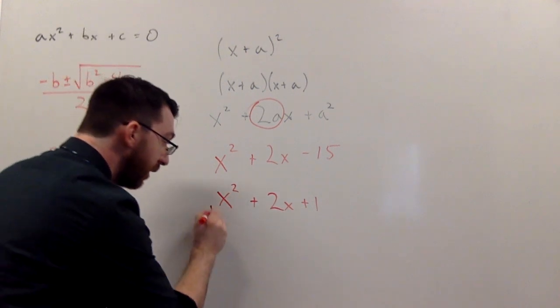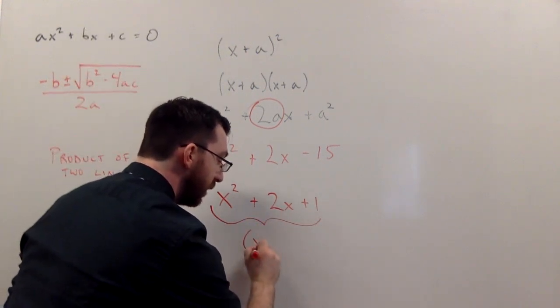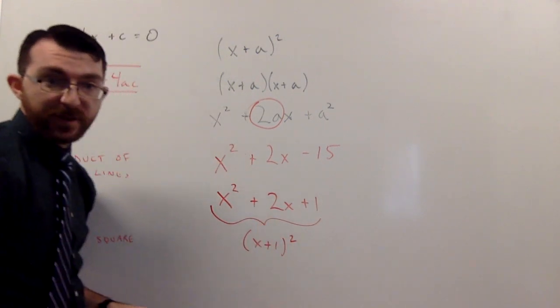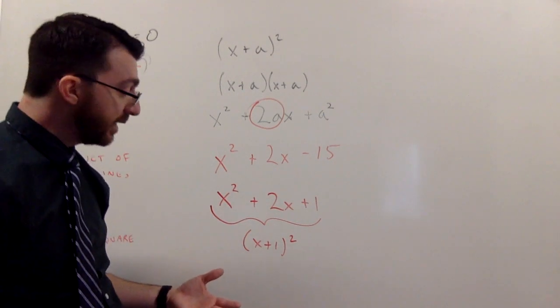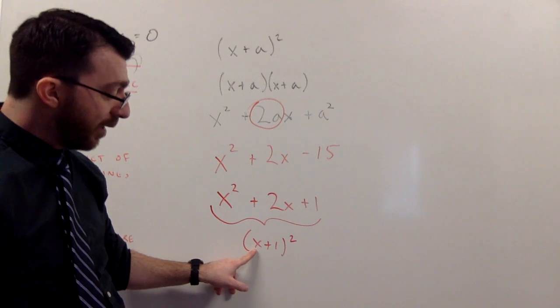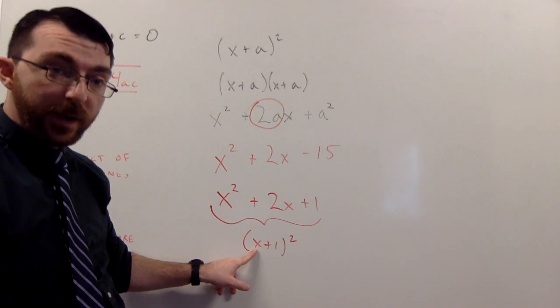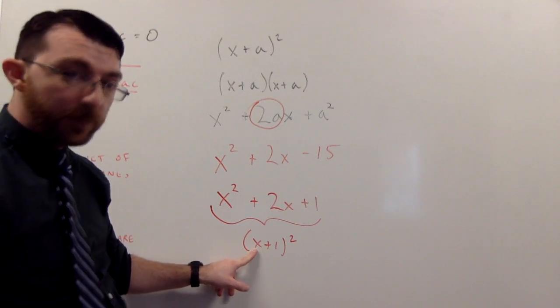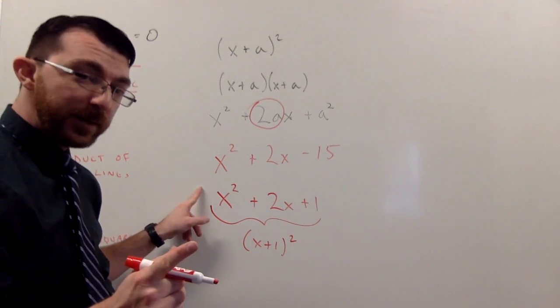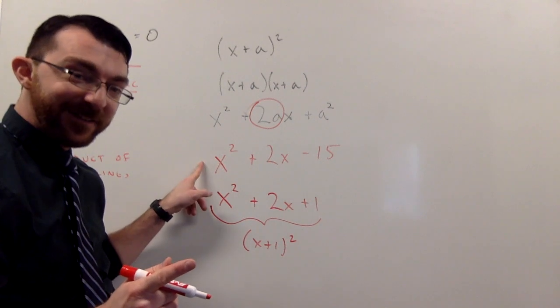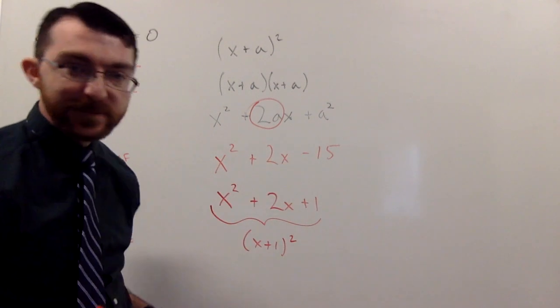This right here is a perfect square. You can work that out just to confirm that it is. X squared plus 2x plus 1 is equal to x plus 1 squared. But this isn't the parabola that we're supposed to be solving. It's supposed to be minus 15.